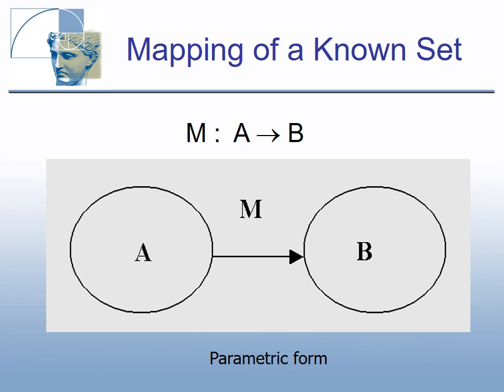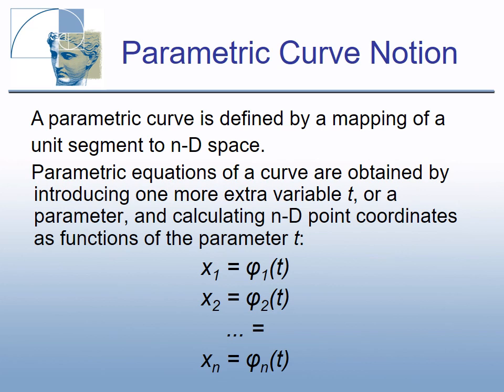As you may remember from the first lecture, a shape can be defined by a mapping from a known set. In the case of parametric curves, a one-dimensional segment serves as the set A. It is mapped to the desired curve B. In general, parametric curves are defined by mappings of a unit segment to n-dimensional space. Thus, a parametric curve is a one-dimensional shape in n-dimensional space.